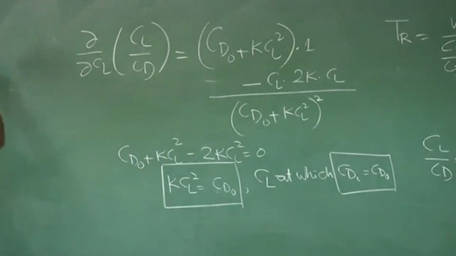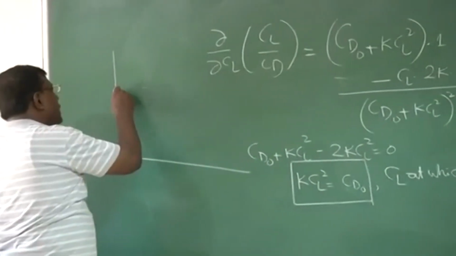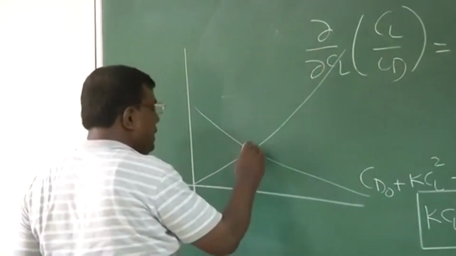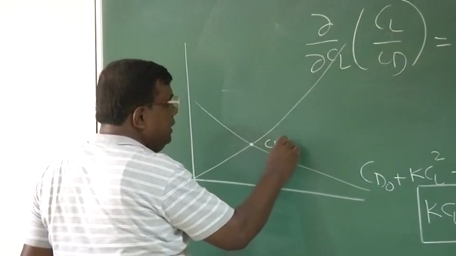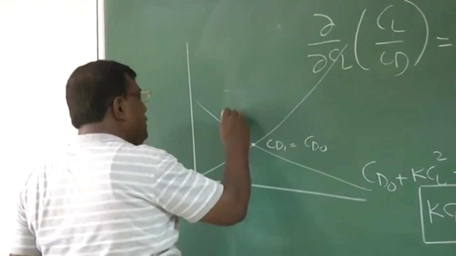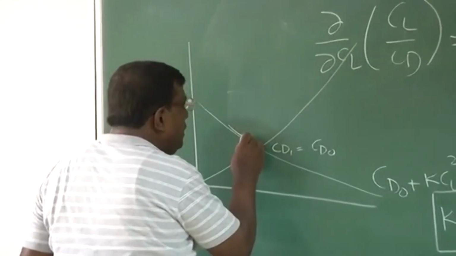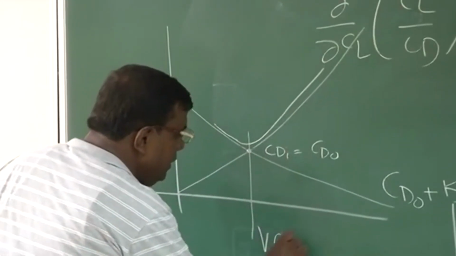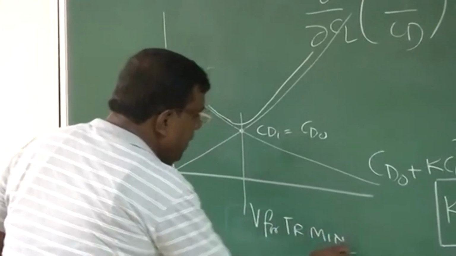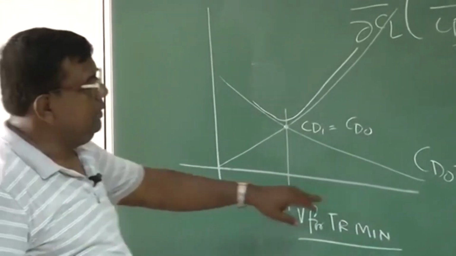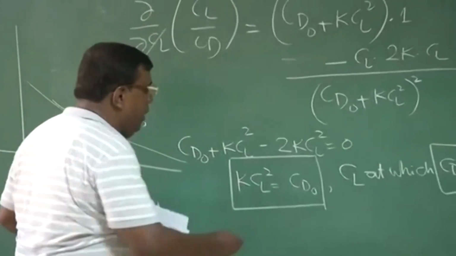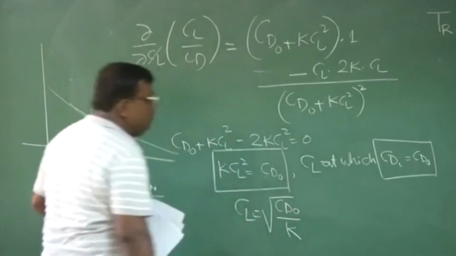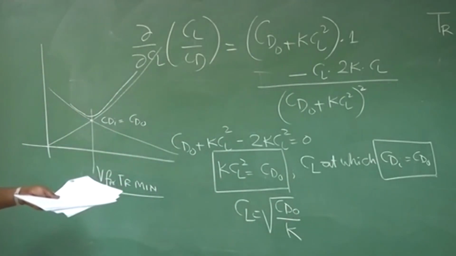Now you will come back to this diagram. If you recall, we had induced drag going like this, parasite drag going like this. This is the point where CDi is equal to CD naught. So when I am drawing, I know that this is indeed the V for thrust required minimum. That is, it is that V at which K CL square equals CD naught. Or I answer my question that to get thrust required minimum, I must fly at CL, which is given by the square root of CD naught by K.